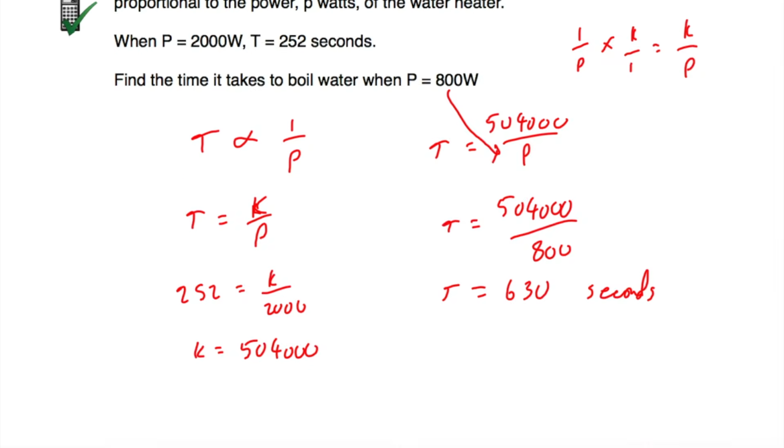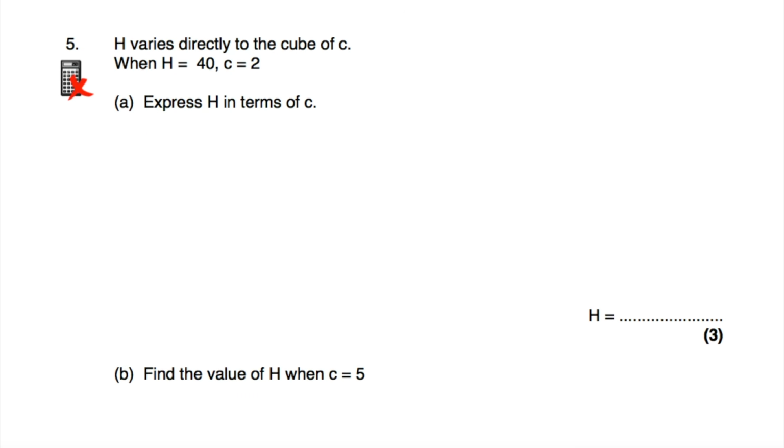Okay, let's look at our next question, question number 5. Okay, so question number 5 says that h varies directly to the cube of c. So whenever we see varies directly, it just means directly proportional to.